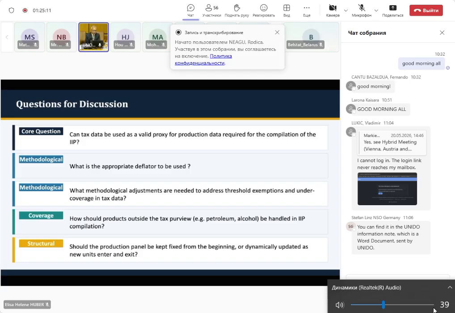Then how should products outside the tax purview, for example petrol and alcohol, be handled in IIP compilation? So this is specific to India. In your country, it may be a little different. How do you tackle that part? And should the production panel be kept fixed from the beginning or dynamically updated as new units enter and exit?